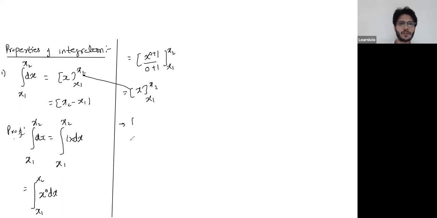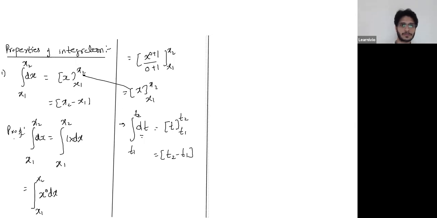Similarly, if you have dt from t1 to t2, Sania, what should be the integral of dt? If you have just dt. Yes, Sania, what did you ask? Integral of dt, what is the integral of dt? T2 minus t1. T, limit is from t1 to t2, so this is t2 minus t1. Simply t.